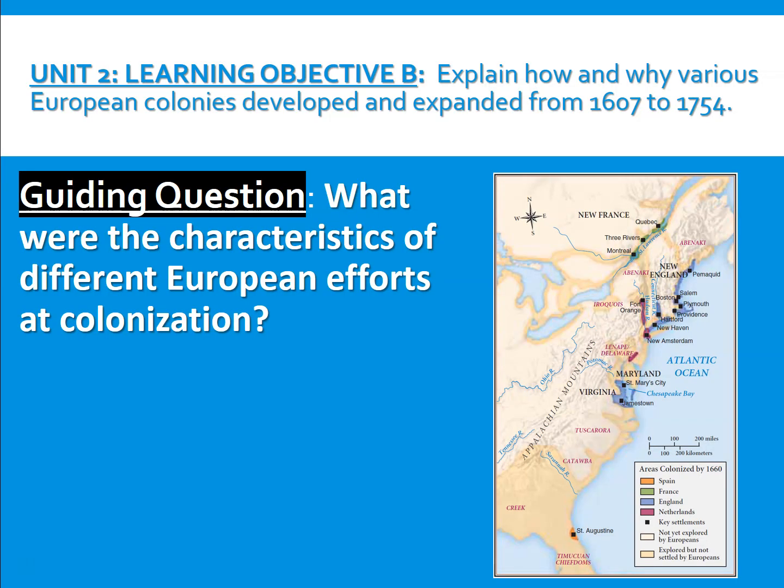All right, so that was our quick look at the different European groups, the Spanish, the French, the Dutch, and the English, and how their characteristics differed. There's your guiding questions. So there you go. In our next video, we'll move on and talk more about the English and European colonies in North America.